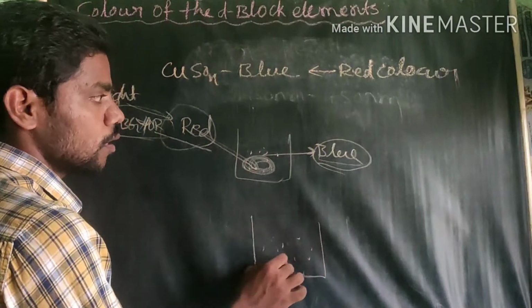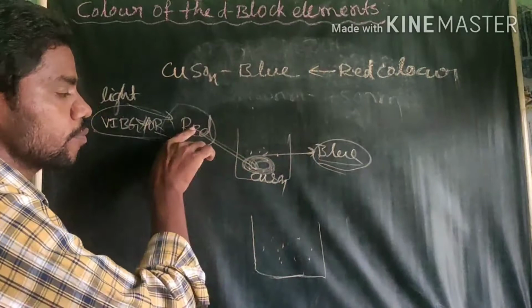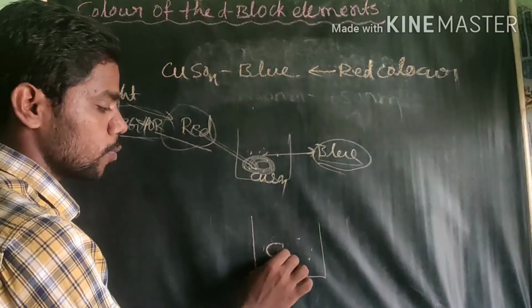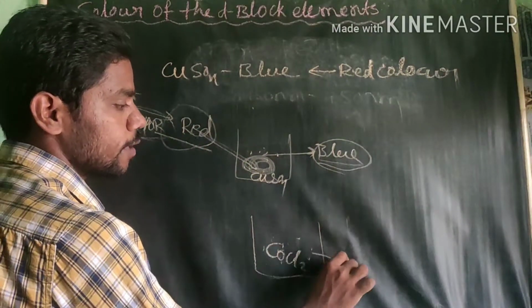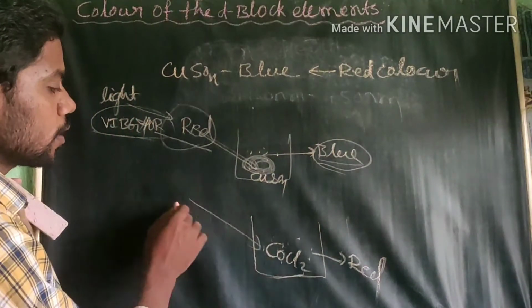This is copper sulfate solution. I am discussing copper sulfate solution, which is blue in color because it absorbs the red color. I will go for one more: cobalt chloride. Cobalt chloride is red in color because it absorbs the blue color.